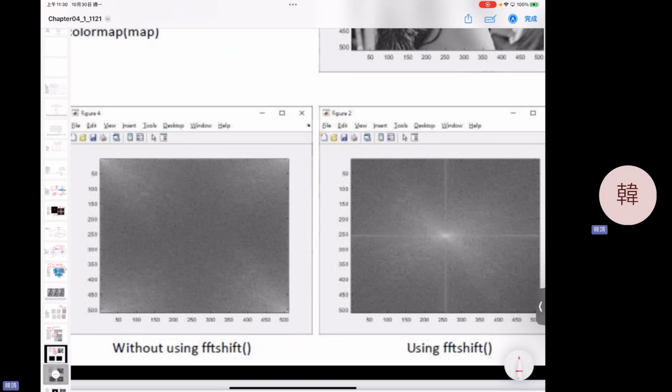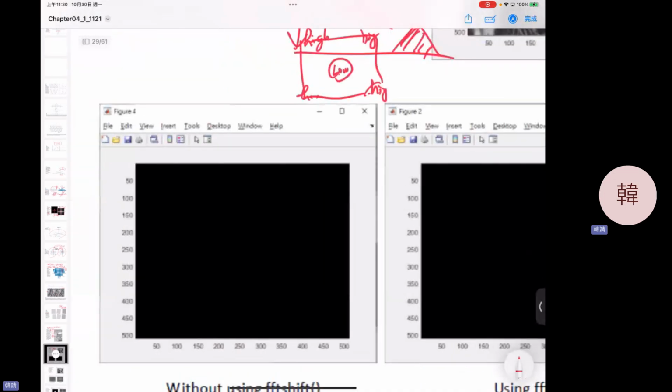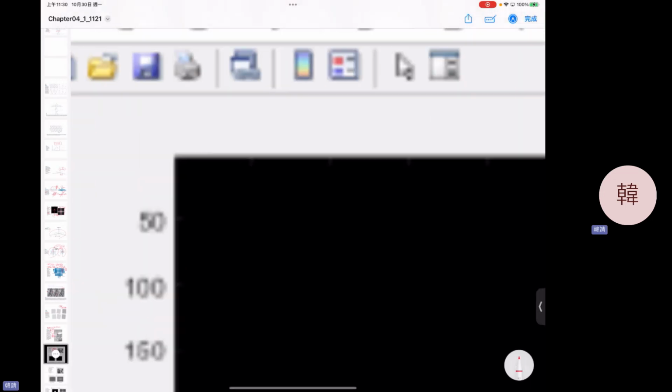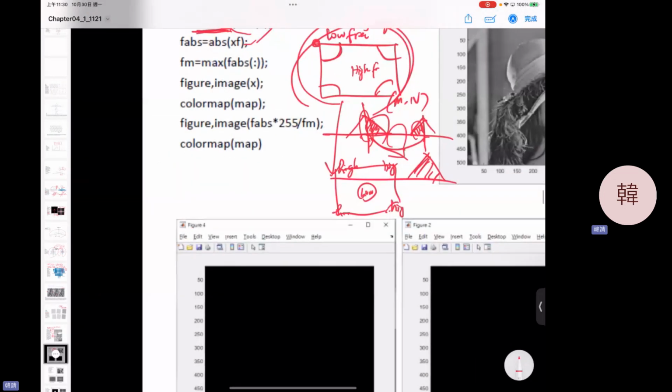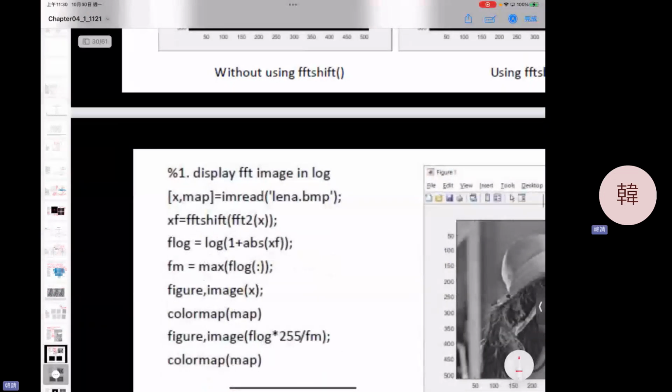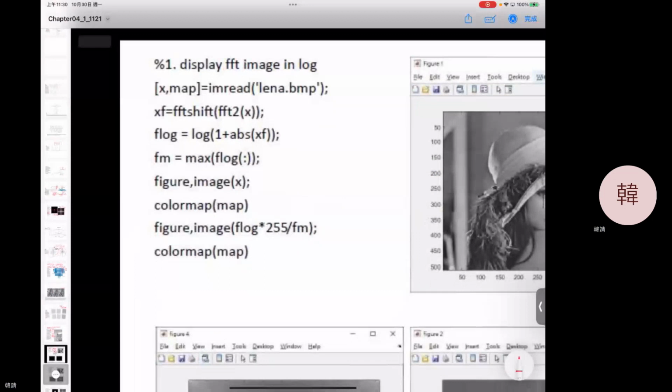This one is not log. I told you, if you don't do the logarithm, you see nothing. Can you see that low frequency here? No. Can you see that? No. So how can we do it? We just do some shifting and the logarithm.